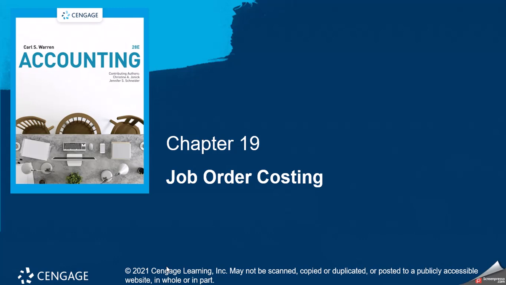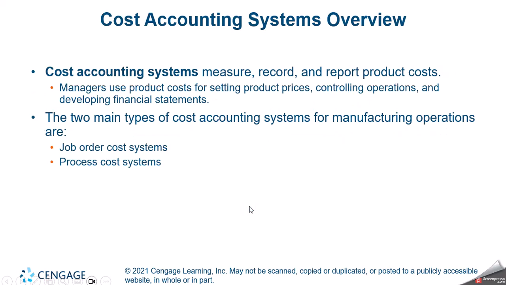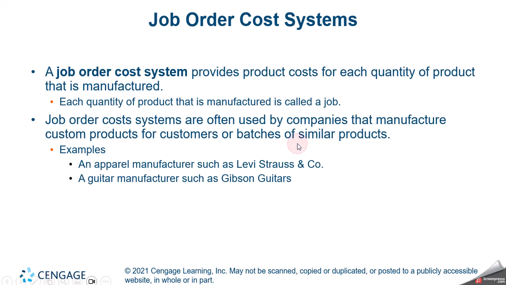Chapter 19, we're going to talk about job order costing. So here are your learning objectives, and basically we're doing cost accounting, the basics of cost accounting at this point. So we are a manufacturing company that is producing a product, and we're determining how do we apply costs to the product that we are making.